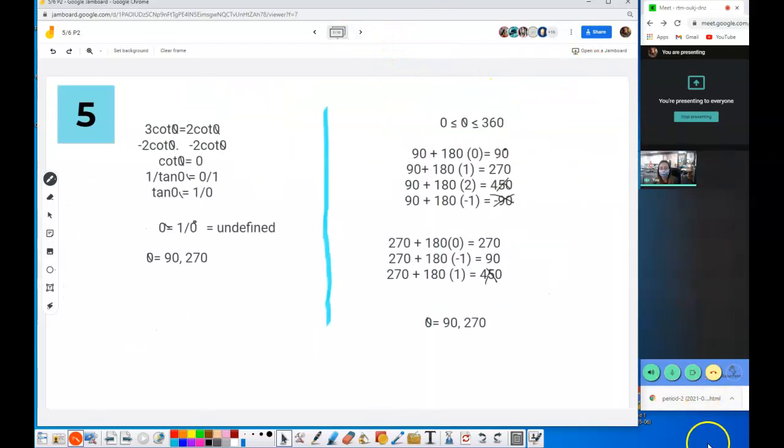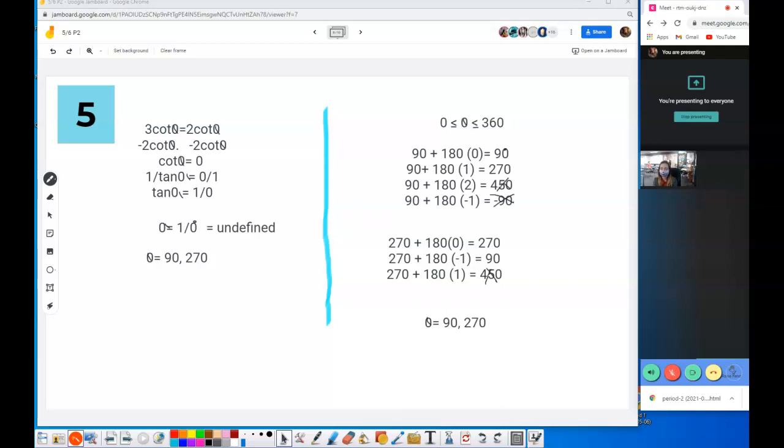All right, thank you, group 4. And now on to group 5. What do we do here? So we had 3 cotangent equals 2 cotangent. We would subtract 2 cotangent on each side, so it's just left with cotangent equals 0, and we would change the cotangent to tangent, so it would be 1 over tangent, and we have to do the reciprocal of that, and we're left with tangent equals 1 over 0, and that's undefined, and the undefined angles are 90 and 270.